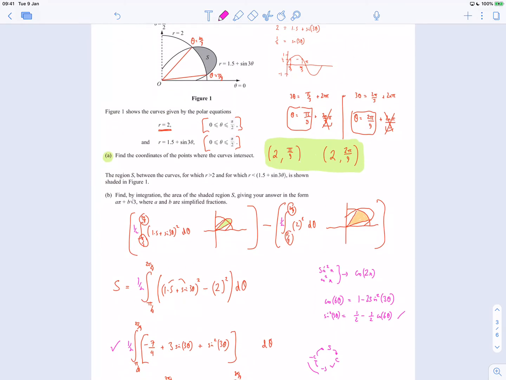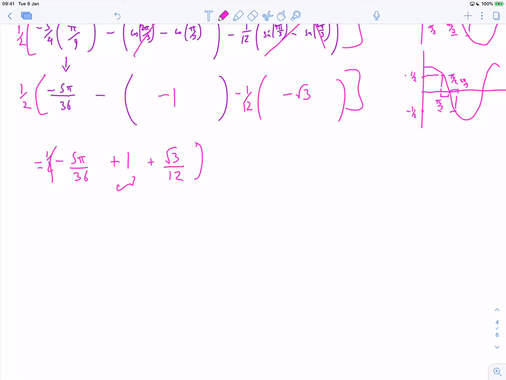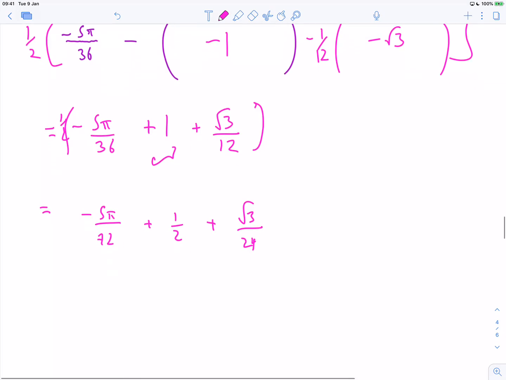Given your answer in the form of a pi plus b root 3, where a and b are simplified fractions. Well, okay, fine. Yeah, if you want to be weird like that. Okay, so half of all this. So we've actually got minus 5 pi over 72 plus a half plus root 3 over 24.